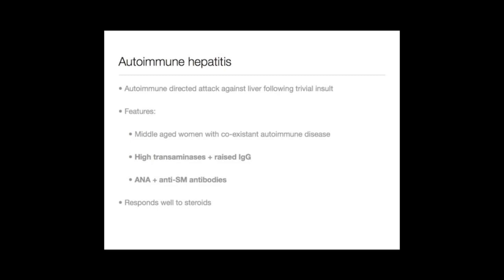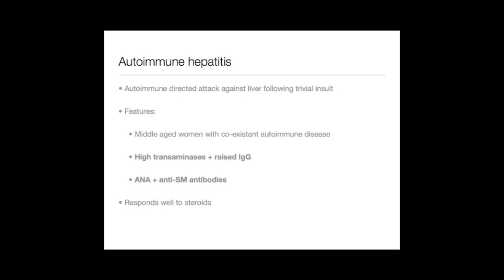However, the last three conditions I want to talk about are autoimmune conditions, mainly autoimmune hepatitis, primary sclerosing cholangitis, and primary biliary cirrhosis. Not to talk in detail about them, but just to mention the key features that you should look for in a patient and a question in your exams.